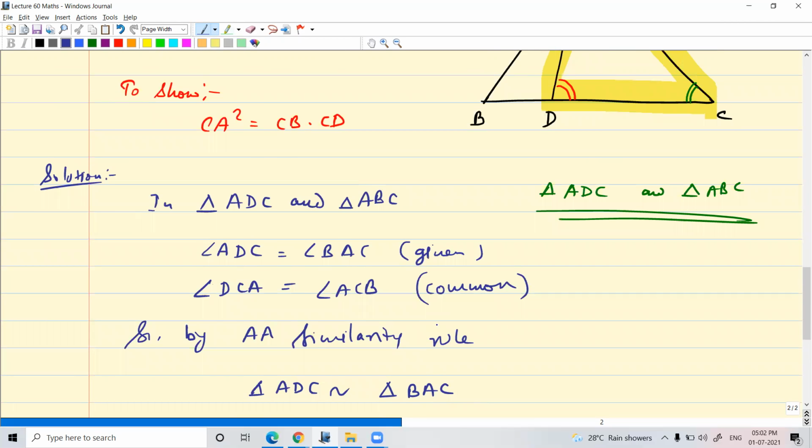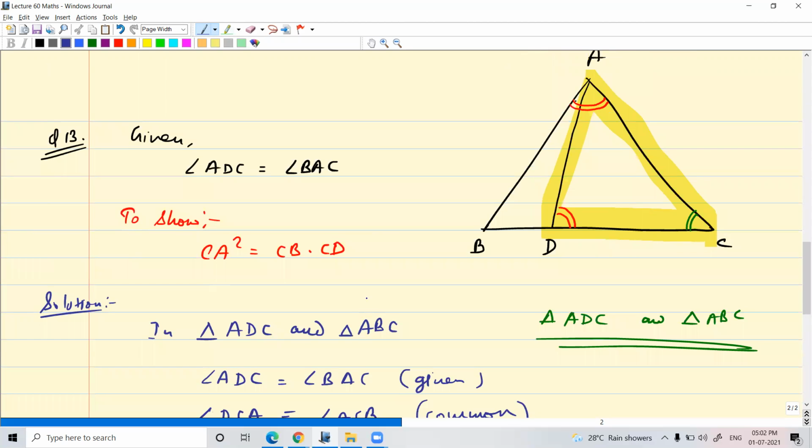Did you people understand why I went through all that trouble to write down the proper order? Because we need to write the vertices in proper order. A corresponds to B, D corresponds to A, and C corresponds to C. This is the smaller triangle. This is the bigger triangle. Confirm, guys? Do you understand? Yes, sir.